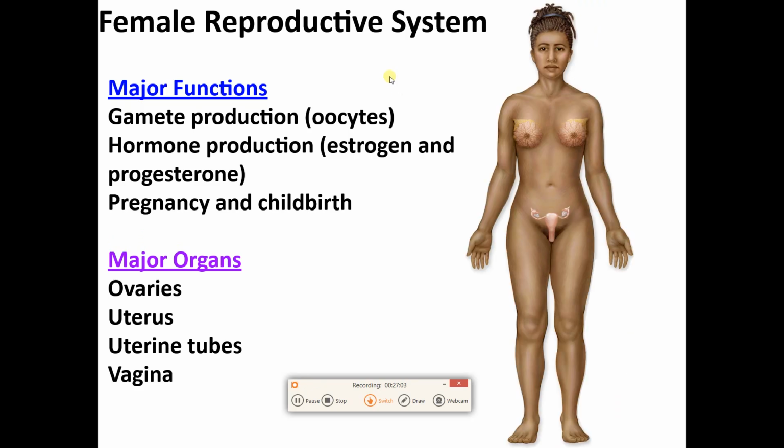All right, finally, we got our reproductive system. And of course, we separate this into two different versions, female and male. Major organs of the female repro system include the ovaries, the uterus, fallopian or uterine tubes, and vagina. We are making gametes. Gametes are sex cells, such as oocytes. We're making hormones, such as estrogen and progesterone. Of course, pregnancy and childbirth are part of your female reproductive system as well.